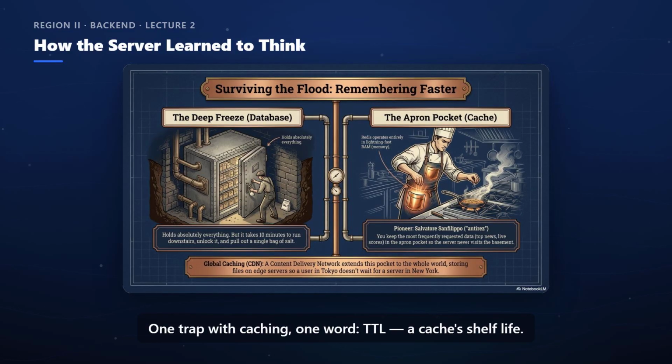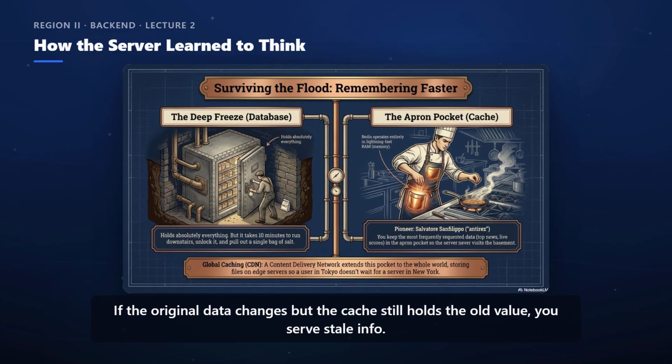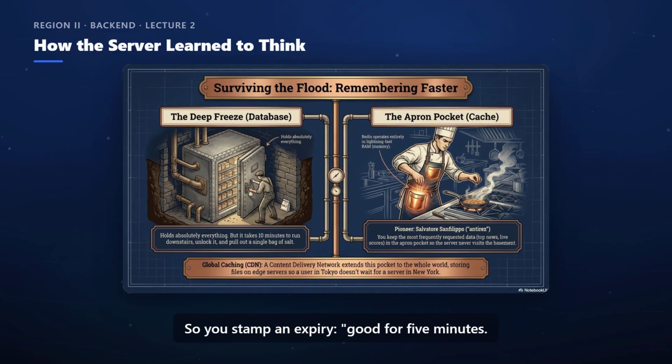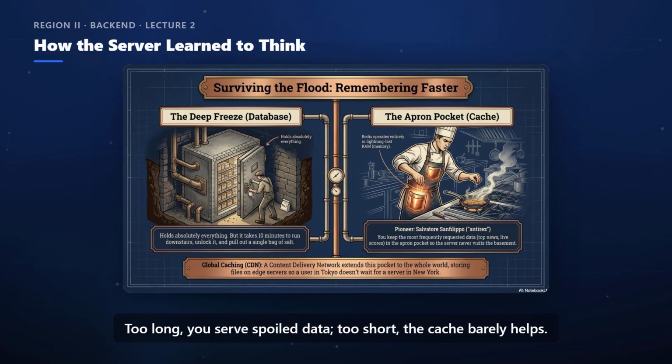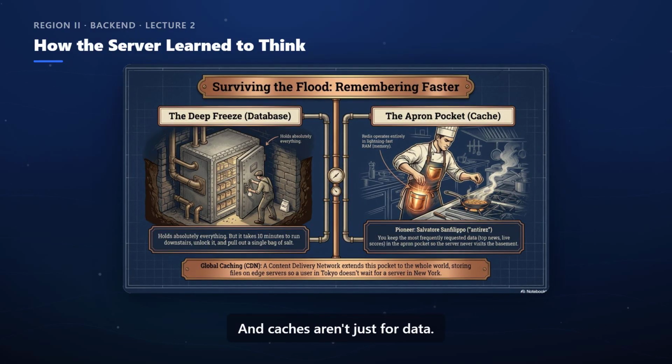One trap with caching, one word, TTL, a cache's shelf life. If the original data changes but the cache still holds the old value, you serve stale info. So you stamp an expiry, good for 5 minutes. Too long, you serve spoiled data, too short, the cache barely helps. That tightrope is the heart of cache design. And caches aren't just for data.